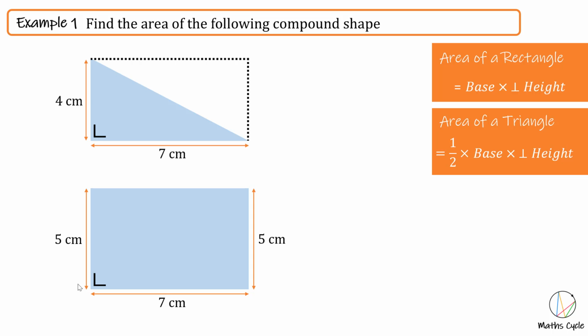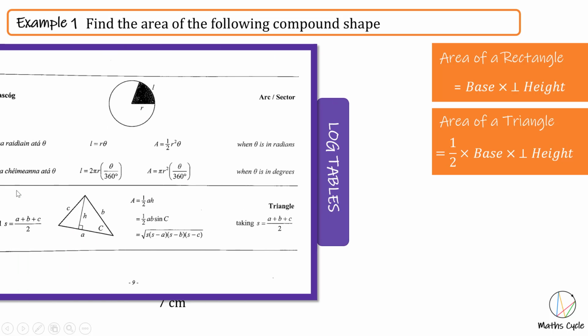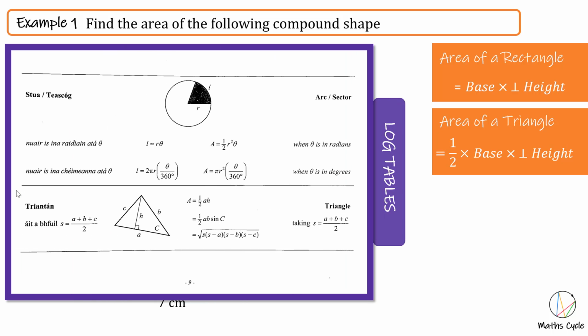Now we are going to advance that formula so that you can read your log tables. The log tables are a great asset because you are permitted to have them during all your exams. So let's have a look. On page 9 of your log tables, we have the area of a triangle, and you can see the diagram here. On the diagram, it shows a base called a, you can see it's a little a, and a perpendicular height called h.